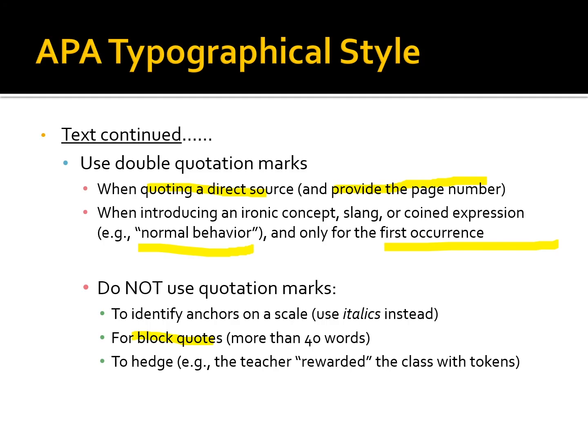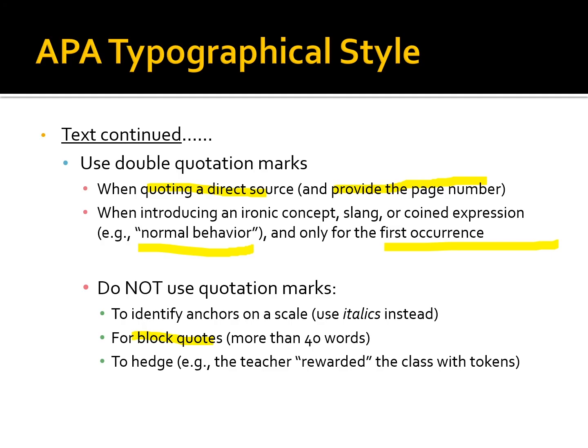Do not use quotation marks for block quotes. These are quotes that are more than 40 words. Instead, if you're doing a direct quote that's more than 40 words, you would hit the return button, you would indent 5 spaces, and then you would type the quote. And every line would be indented 5 spaces. So there, it would be blocked in 5 spaces, the entire 40-word quote, to indicate that the whole thing is a quote. And then, of course, you would put the page numbers following that quote.